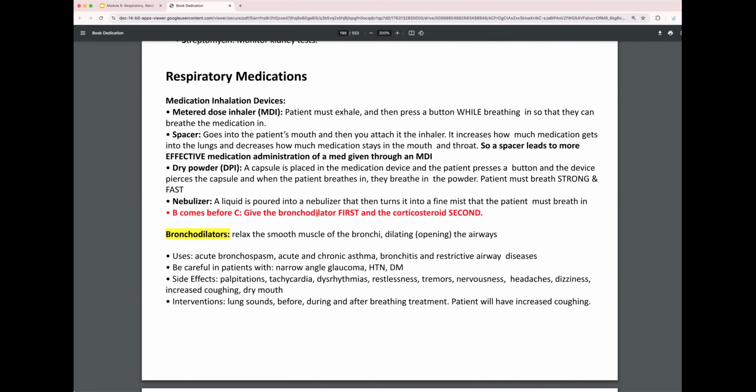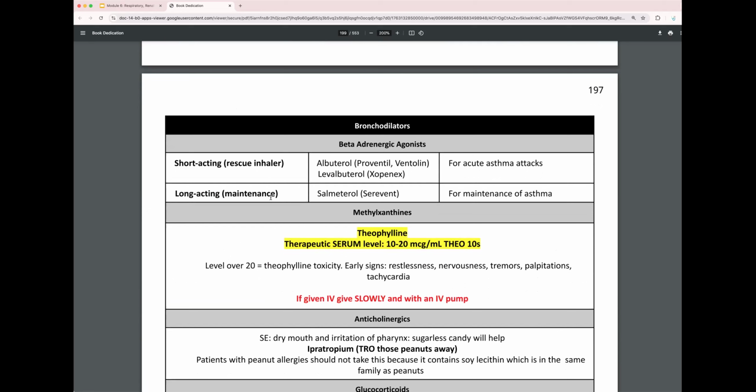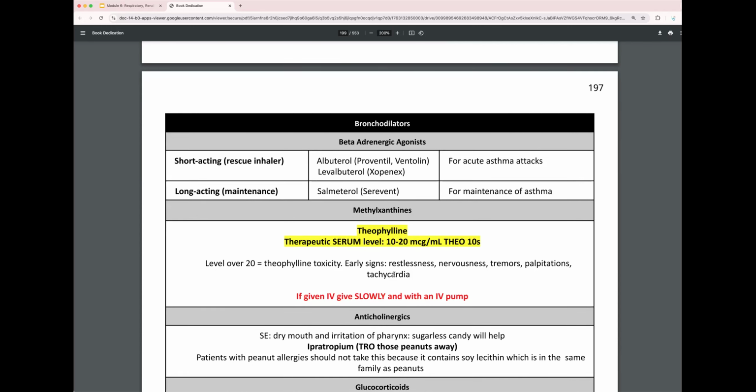For respiratory medications, we learned about meter dose inhalers and spacers, and we also learned about dry powder inhalers. So review that. For your bronchodilators, I put them on a table for you. So you have your short-acting, your rescue inhalers, and your long-acting maintenance. You also have theophylline. Theophylline is a bronchodilator. Make sure you know the therapeutic serum level, okay? It should be 10 to 20.